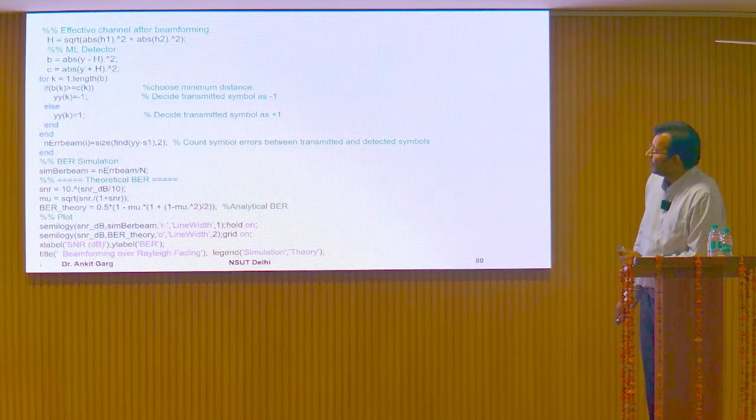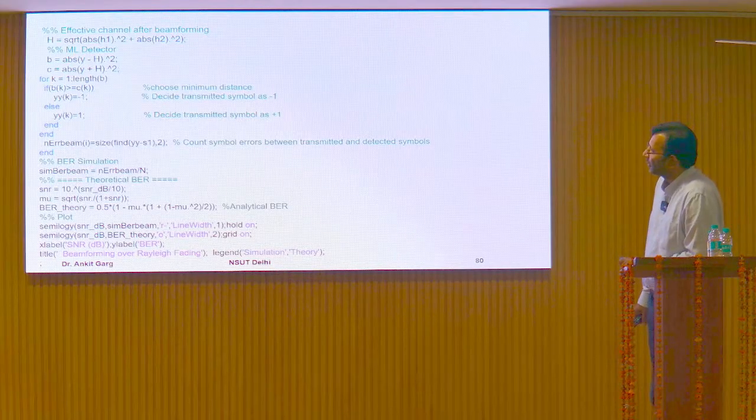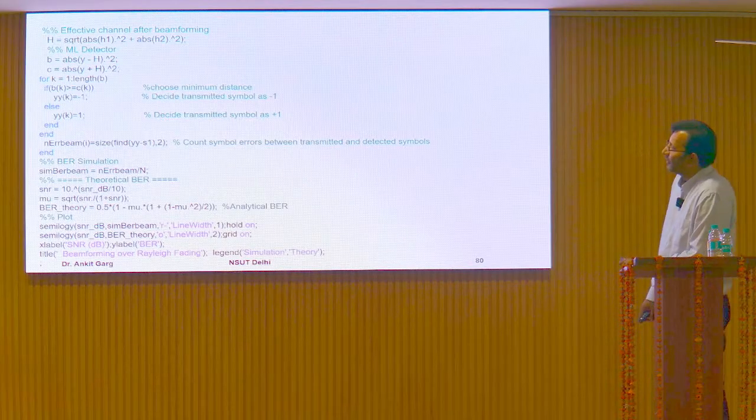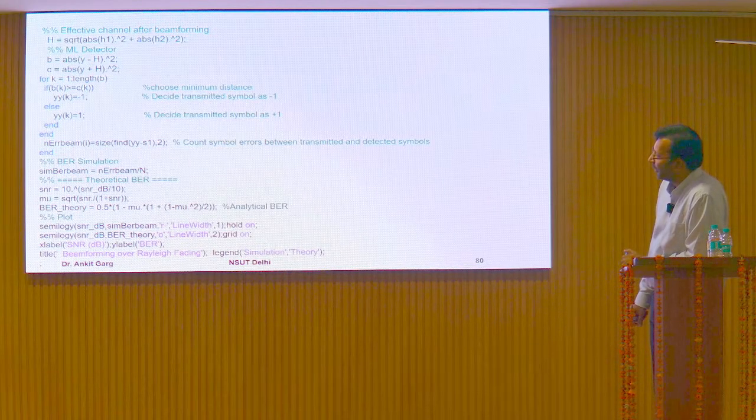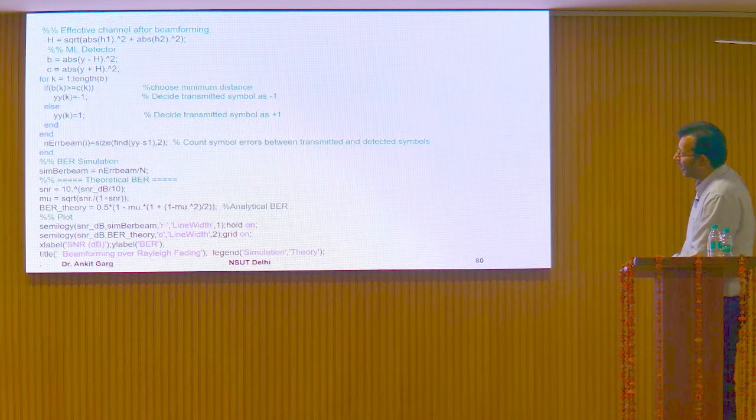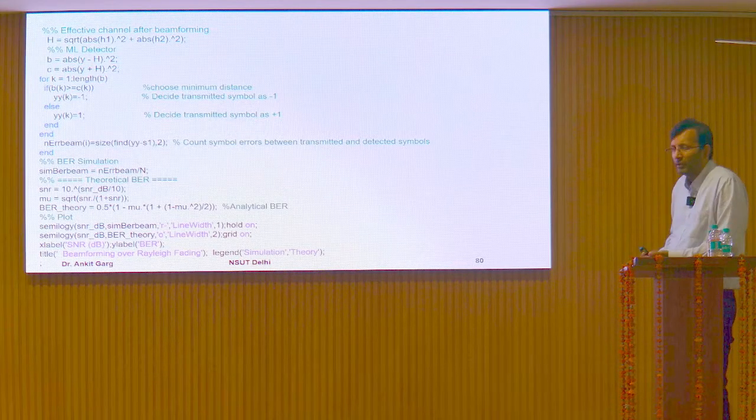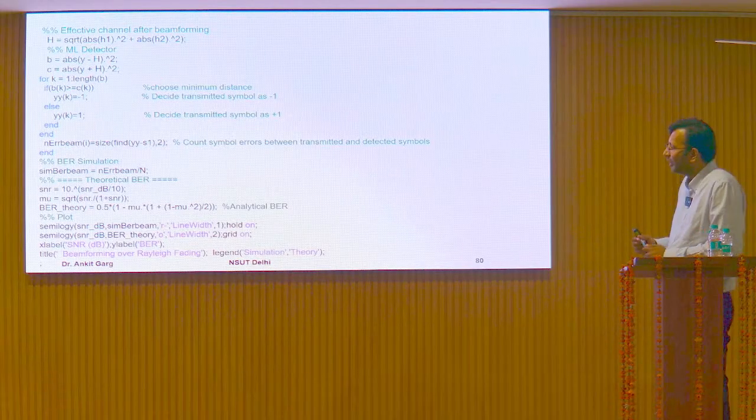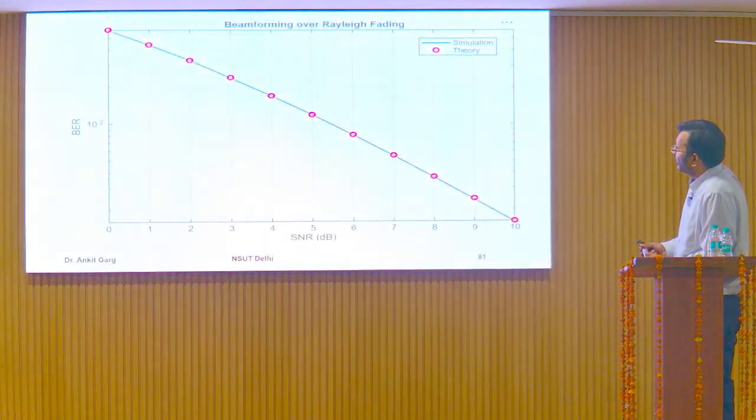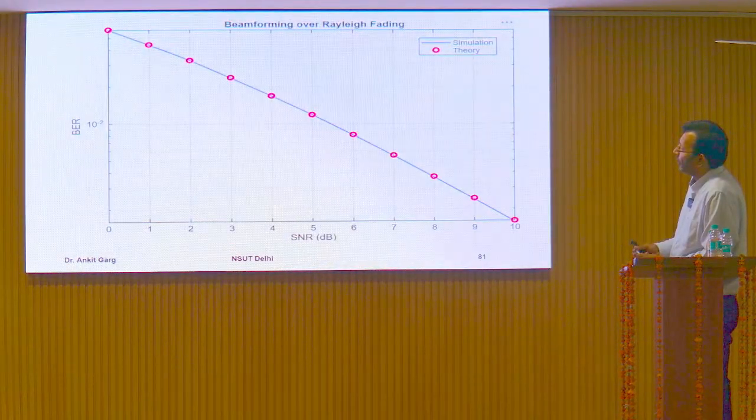Then we have the effective channel matrix, which is going to be square root of norm of H square, right? Again, detection: absolute of y minus h whole square, y plus h square. Compare these to decode +1 and -1, right? Same again, find y minus S1, fine. Then we have an analytical expression. You can find this analytical expression in many papers, right? So these two are matching each other, quite evident that our simulation is correct.